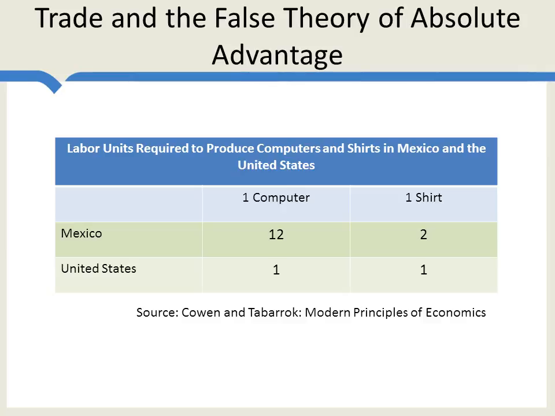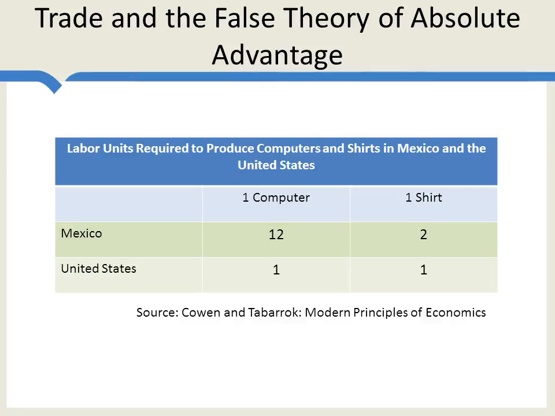So let's consider a simple model. Let's suppose that labor is the only good used in production and that we can produce computers or shirts. Now let's suppose that in Mexico it takes 12 units of labor to produce one computer. And again in Mexico it takes 2 units of labor to produce one shirt. Now let's compare with the United States. To make it simple, we'll suppose that in the United States it takes just 1 unit of labor to make one computer and 1 unit of labor to create one shirt.